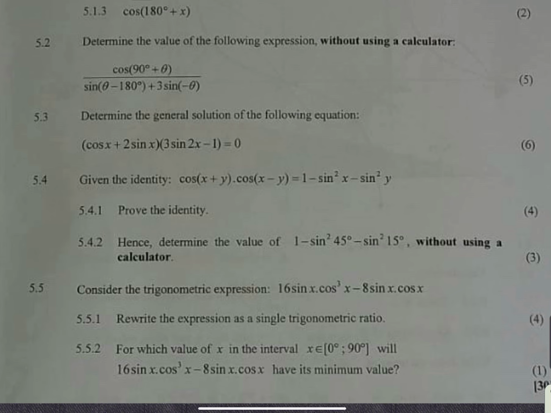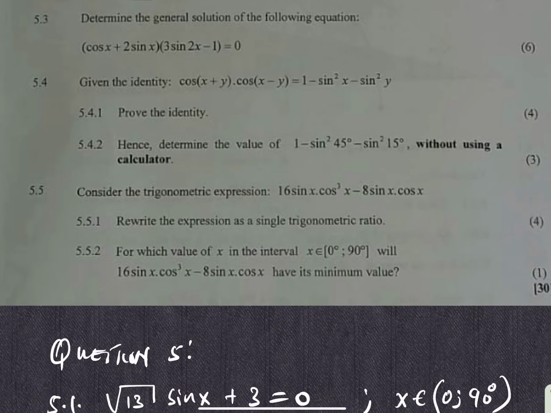Let's check the next question. What are they saying? They are saying that given the identity, cos(x plus y) multiplied by cos(x minus y) equals 1 minus sine squared of x minus sine squared of y, then prove the identity in 5.4.1.